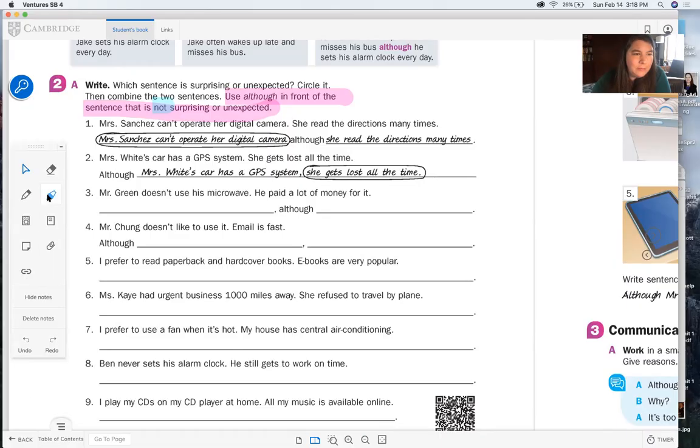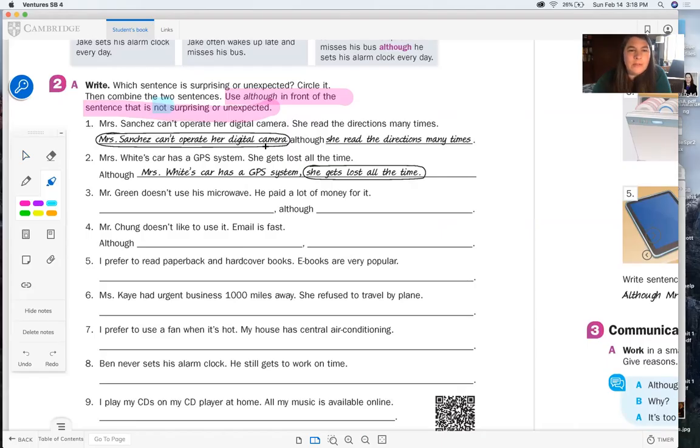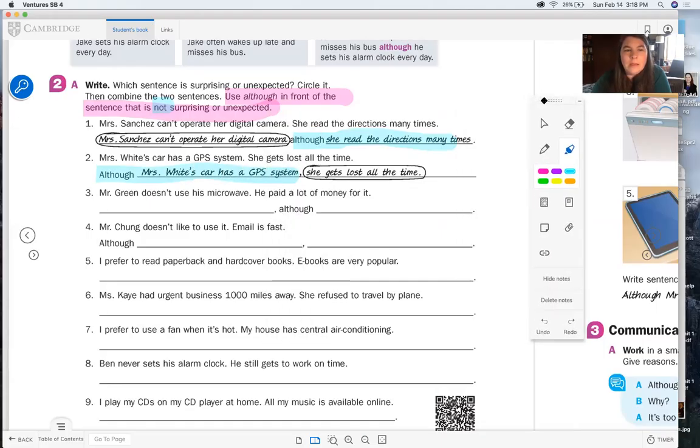So I'm gonna highlight this too. Either you have a circle or it's although, and this is not surprising. Although Mrs. White's car has a GPS system, that's not surprising, okay? Let's try number 3. I'll get you started and then stop the video and finish, okay?